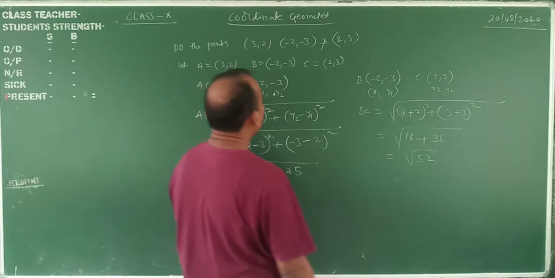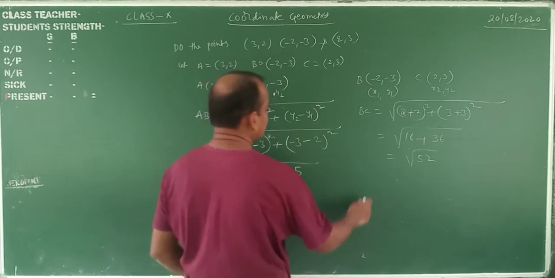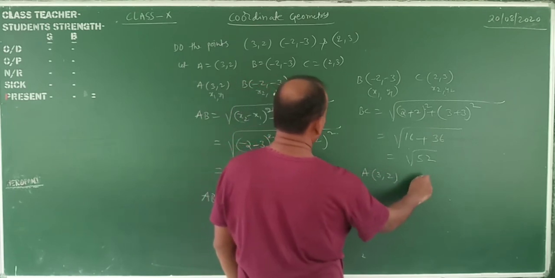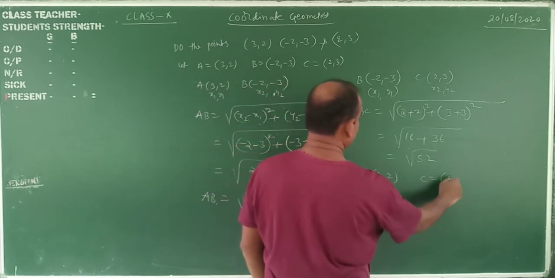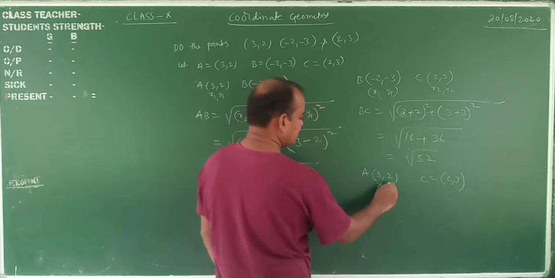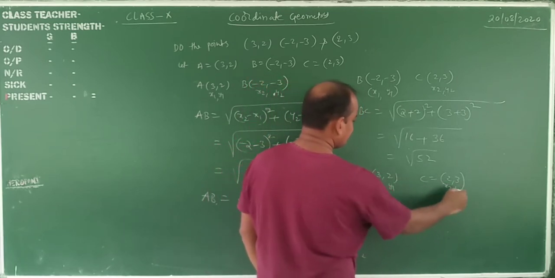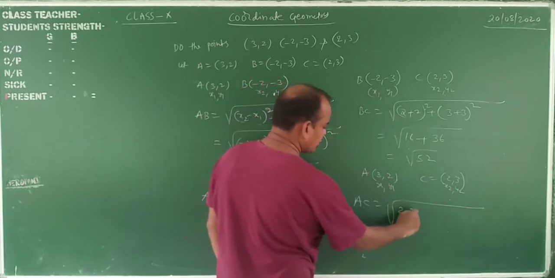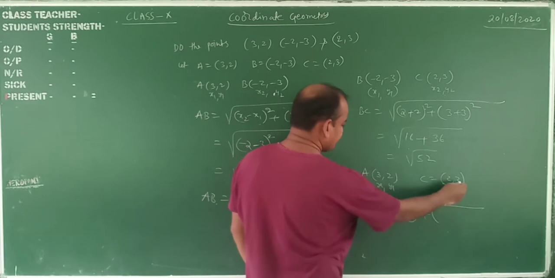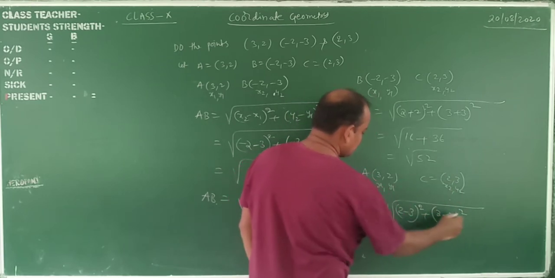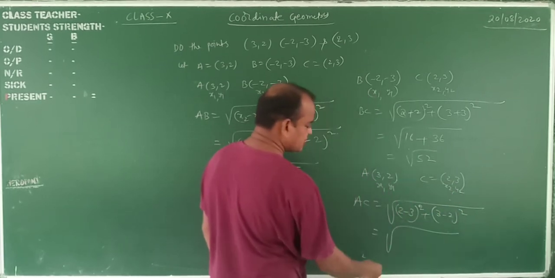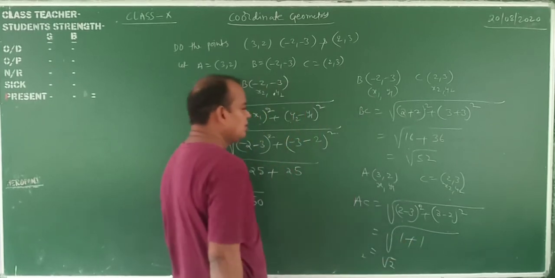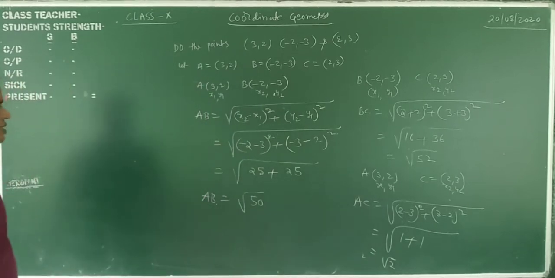Next, AB and BC are done. Now AC. A is (3, 2) and C is (2, 3). This is x1, y1 and this is x2, y2. The formula for AC is the root of (x2 minus x1) whole square plus (y2 minus y1) whole square. That is (2 minus 3) whole square, which is (-1) whole square, plus (3 minus 2) whole square. So 1 plus 1, that equals root 2.